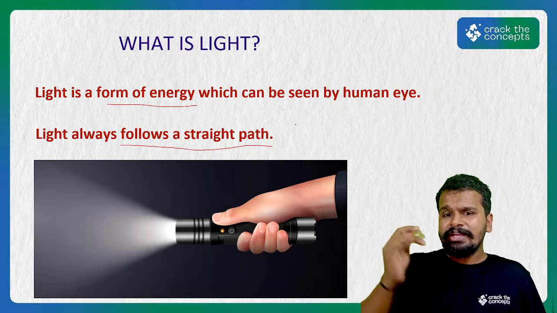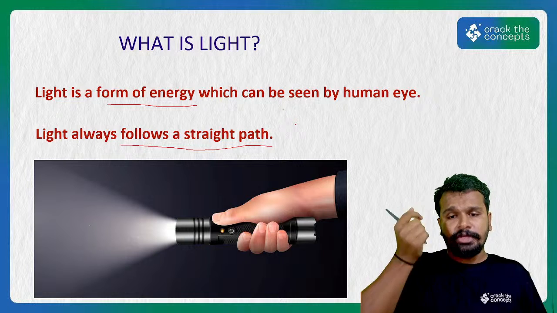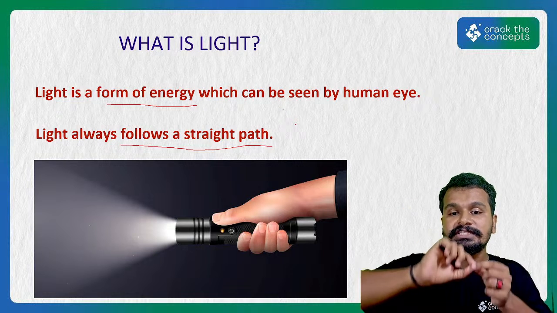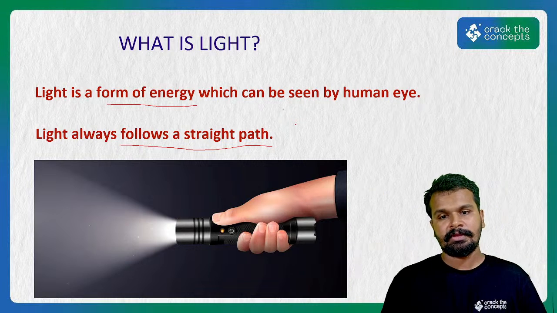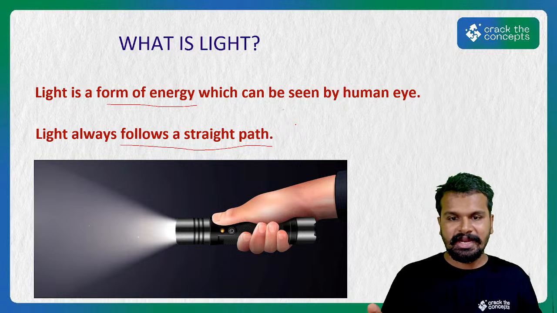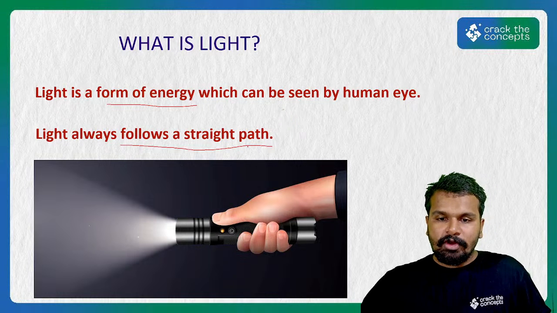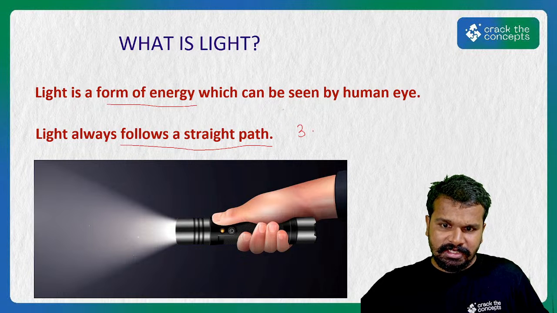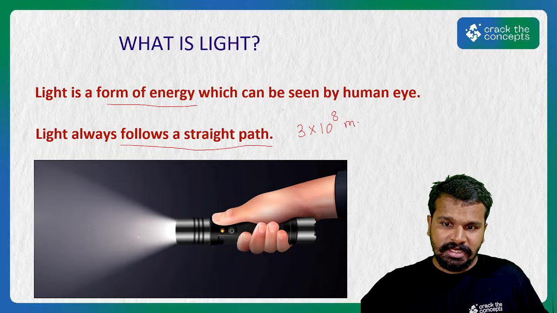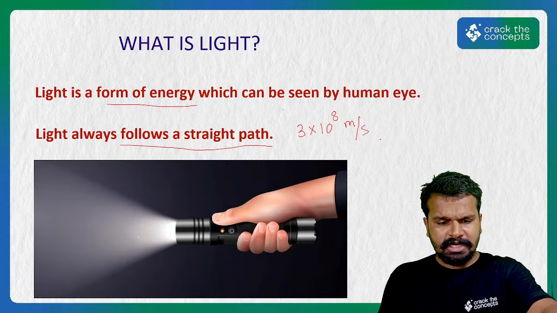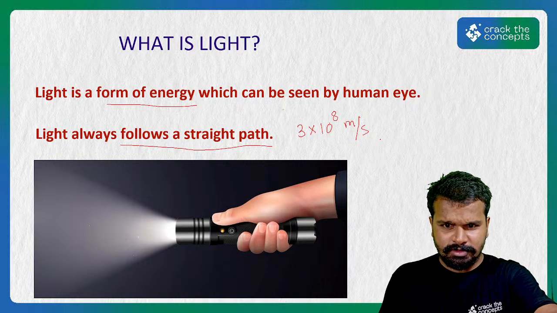When you switch on a laser torch, what happens? That particular ray of light, you might have noticed, passes straight. It can't go in a zigzag manner or in a curve. Also, you have to keep in mind the speed of light is 3 into 10 raised to 8 meter per second. I think it's visible, right? It's not small.